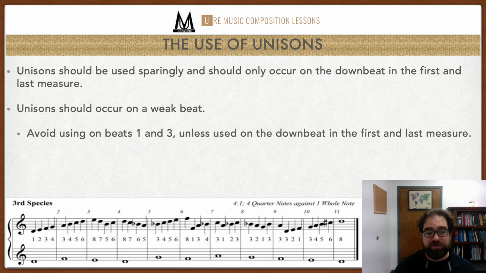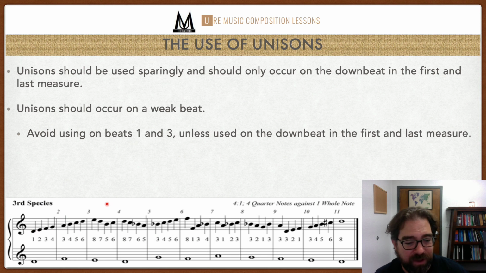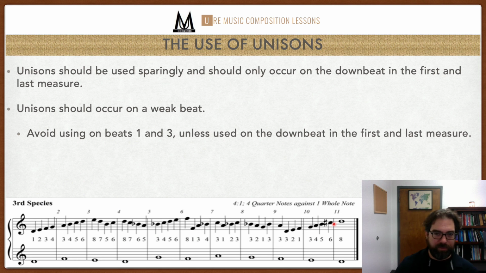So the use of unisons. I talked a little bit about this, but you can use unisons and they should occur on a weak beat. The only exception, again, is going to be the very first note of the piece, or if you end up with a unison and you're writing the counterpoint below the cantus firmus, you can have a unison at the end of the piece. In fact, it's probably going to be required.